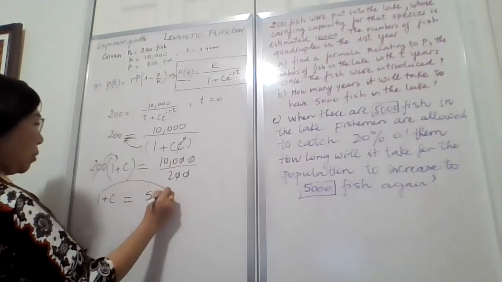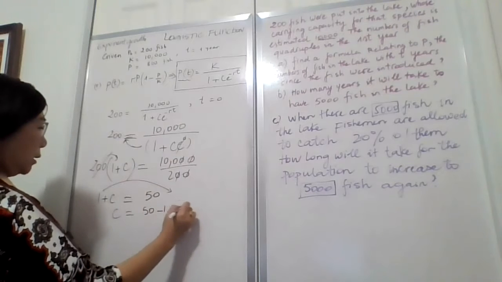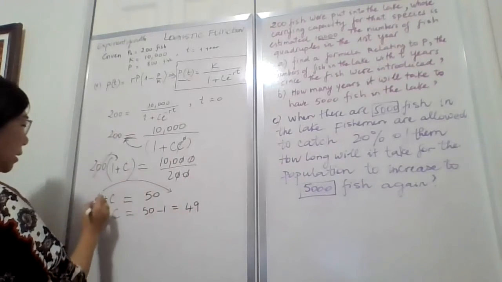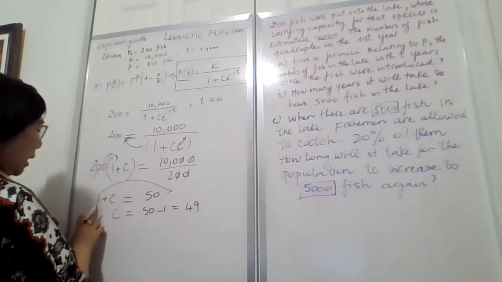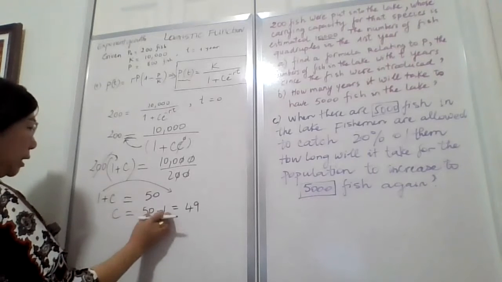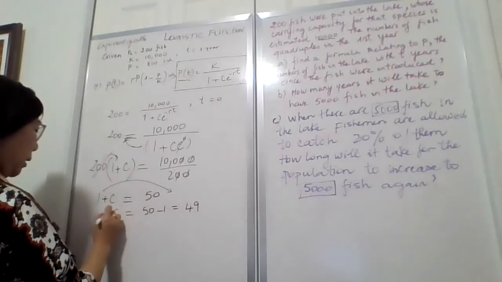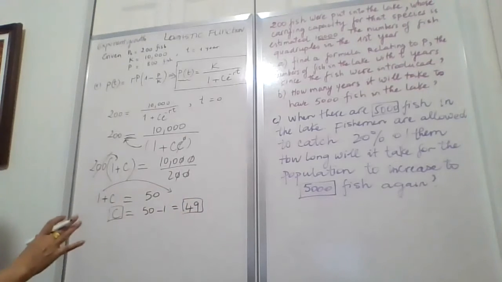Now I'm going to move the number 1 over. So C will be equal to 50 minus 1, and that equals 49. See, if I move a number from the other side of the equation, I change the side, but positive becomes negative. So now I got C equal 49. So now we know C.